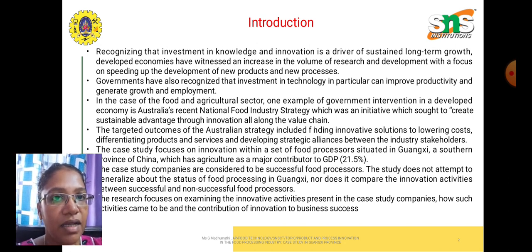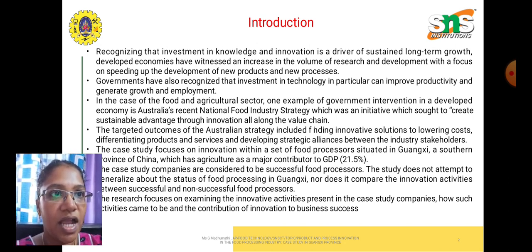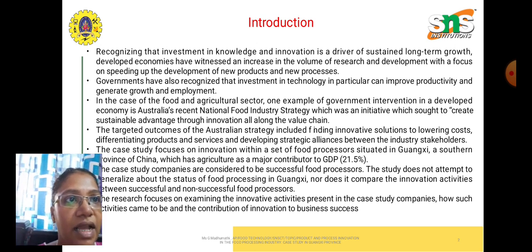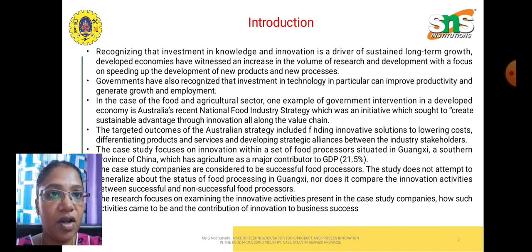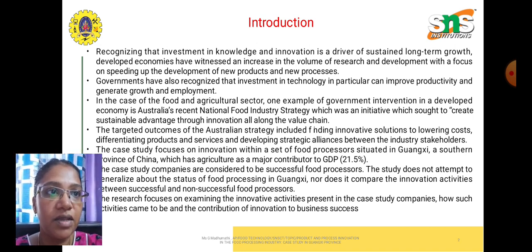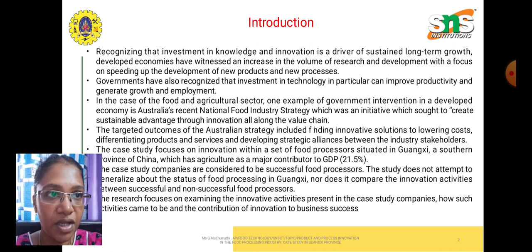By recognizing that investment in knowledge and innovation is a driver of sustained long-term growth, developed economies have witnessed an increase in the volume of research and development, with a focus on speeding up the development of new products and new processes. Governments have also recognized that investment in technology in particular can improve productivity and generate growth, development and employment.